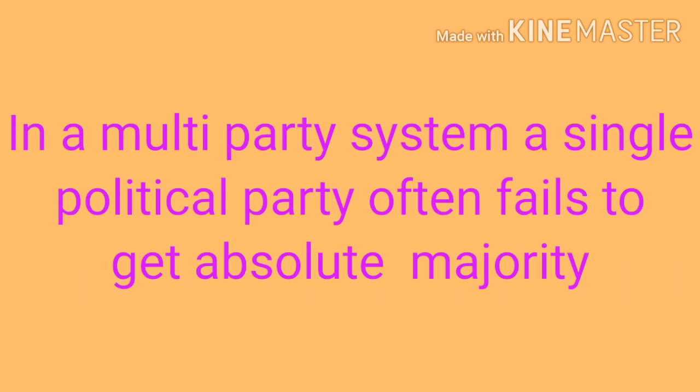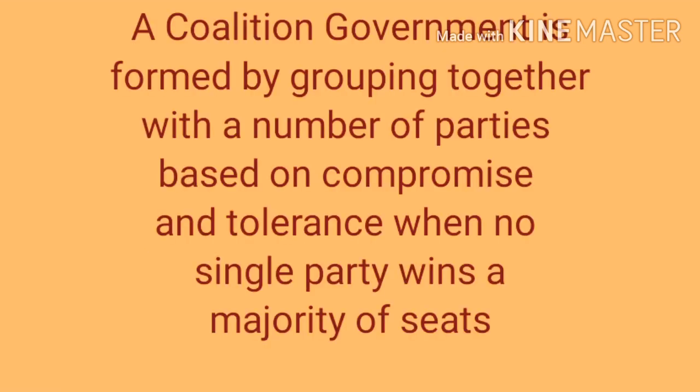So now we want to study another term: what is a coalition government, which forms as a result of this multi-party system? A coalition government is one which is formed by grouping together a number of parties based on compromise and tolerance when no single party wins a majority of seats.